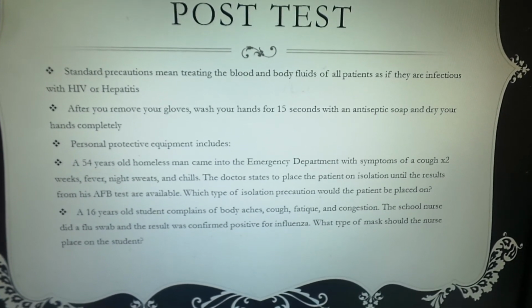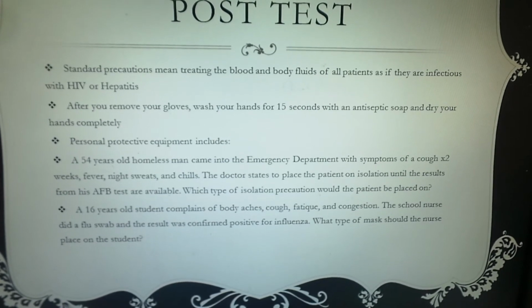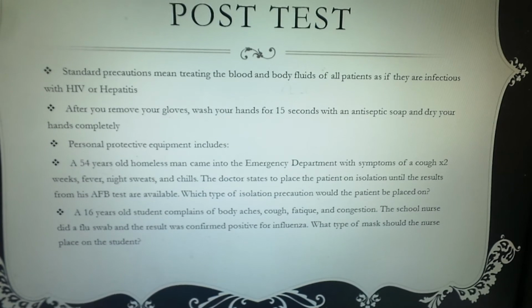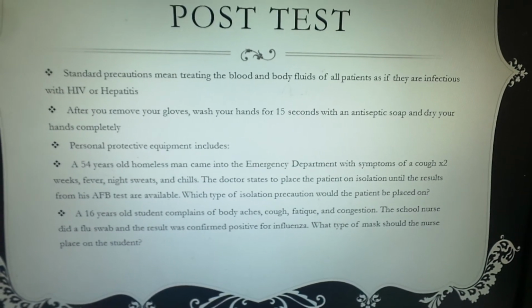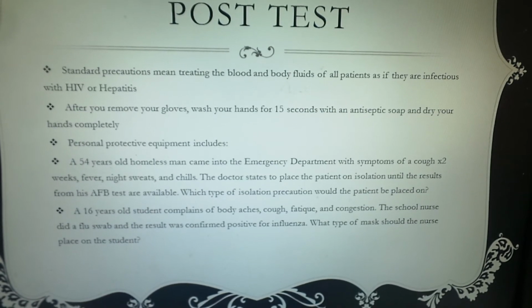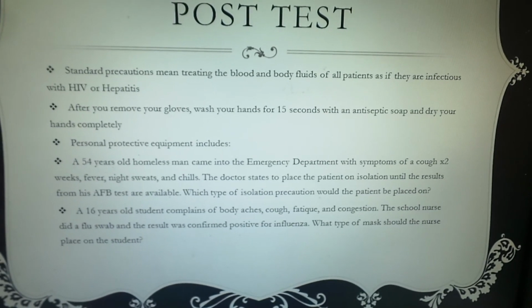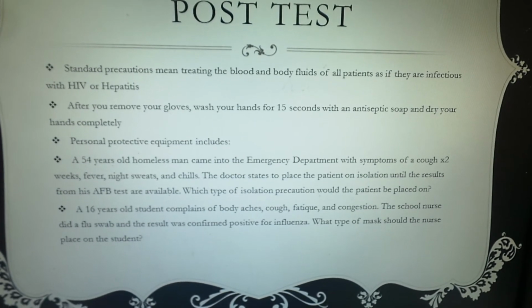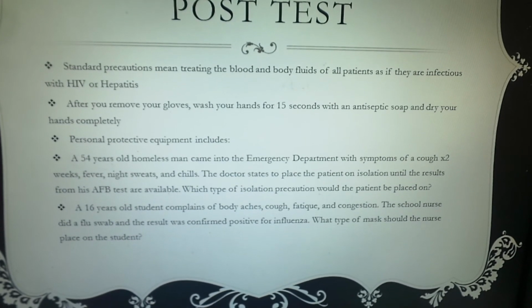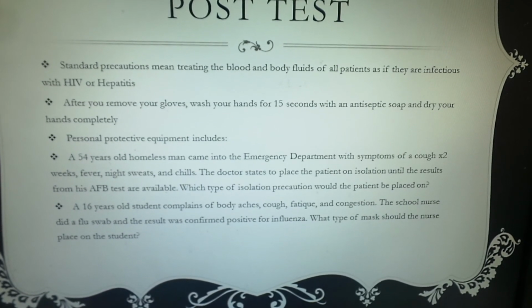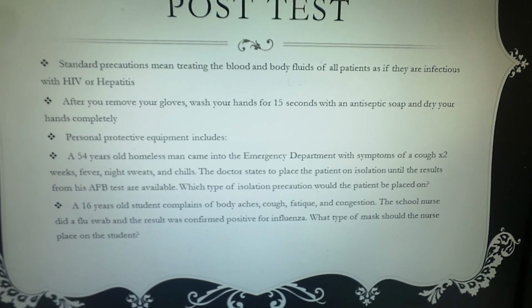Finally, a 16-year-old student complains of body aches, cough, fatigue, and congestion. The school nurse did a flu swab and the result was confirmed positive for influenza. What type of mask should the nurse place on the student? This patient sounds like they have the flu, and they will be on respiratory isolation, which will be your face mask.